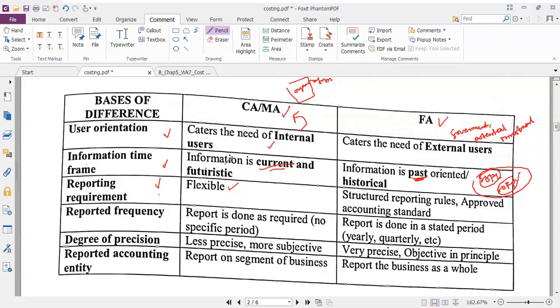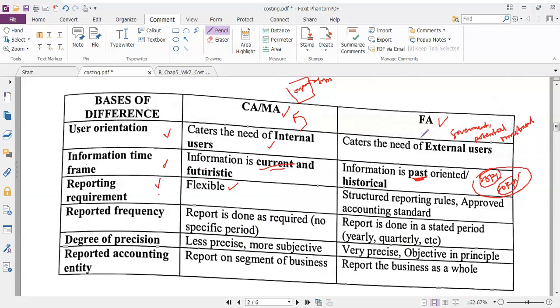Sama ada dia selalu report ke tidak. Kalau cost accounting, report is done as required. No specific period. Sebabkan requirement dia pun flexible, suka hati lah macam mana top management tu nak buat. Report yang macam mana. Same goes to reported frequency dia lah. Bila yang top management dia nak. Okay, bila waktu report tu diperlukan, dia tak ada specific period.